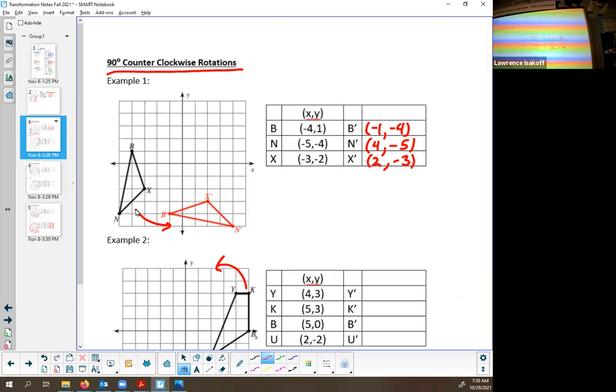Anybody notice any sort of pattern here with these points compared to their original? Go ahead. Okay, they flip. So where X and Y flip, anything else you notice? What about the signs? Okay, they all ended up staying negative on the right side. So all my X's were negative to begin with, then all my Y's stay negative. That's a good observation.